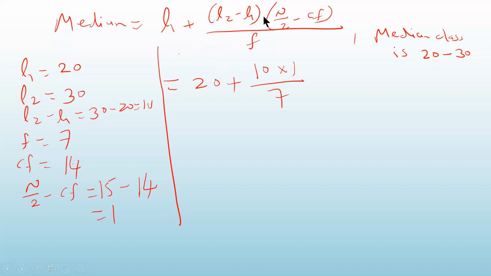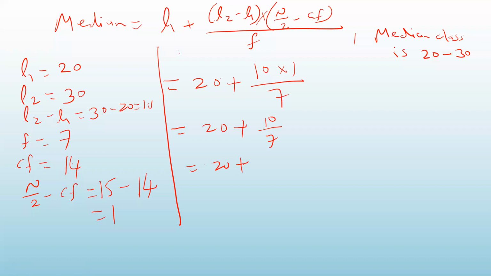So what I have done, I put the value of L1, that is 20, plus L2 minus L1, that is 10. N by 2 minus CF मैंने यहाँ calculate किया, it is 1, तो 10 into 1. ये दोनों bracket के बीच में कोई भी symbol नहीं है, मतलब multiplication. Now you have to first solve this and then add it to 20. 20 plus 10 into 1 upon 7. So what is 10 upon 7?